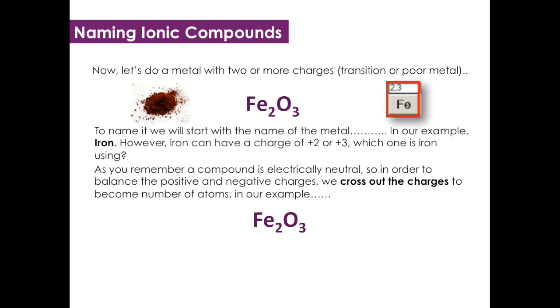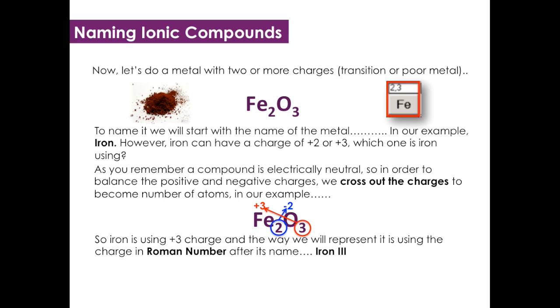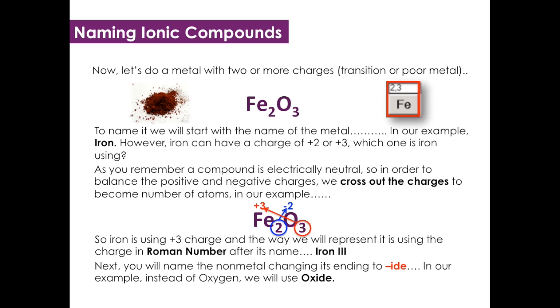In our example, the 3 will indicate a positive 3 charge for iron, and the 2 will indicate a negative 2 charge for oxygen. So iron is using a positive 3 charge, and the way we'll represent it is using a charge in Roman number after its name, so it will be iron 3. Next, you will name the nonmetal, changing its ending to -ide. In our example, instead of oxygen, we will use oxide. And the name of this compound will be iron 3 oxide.